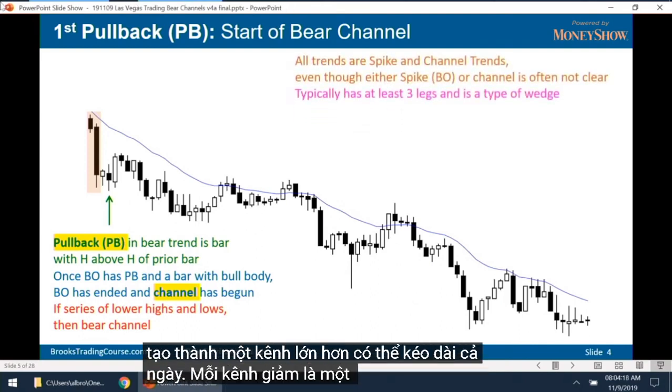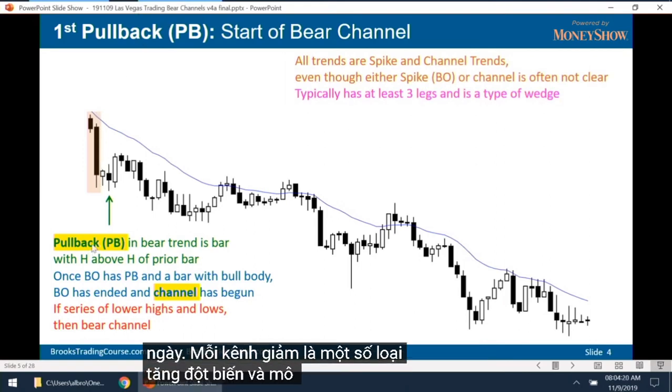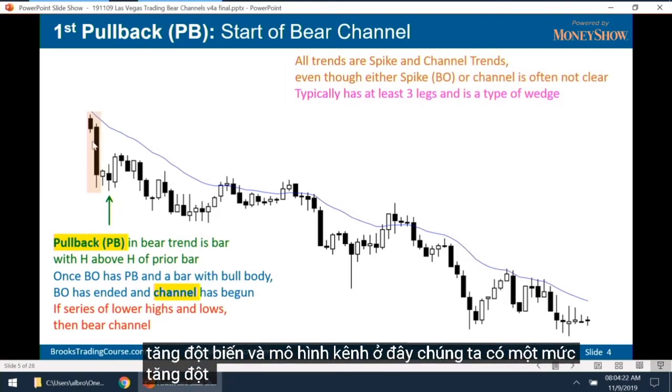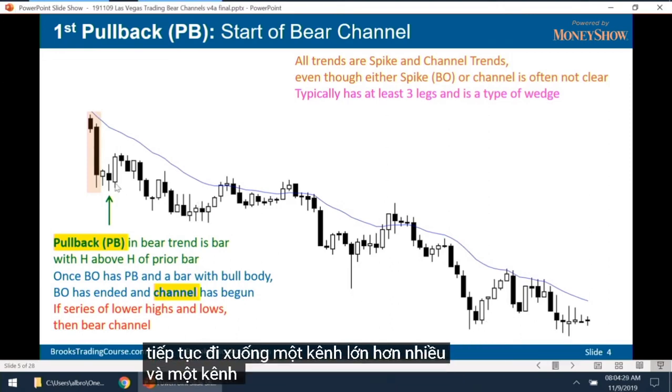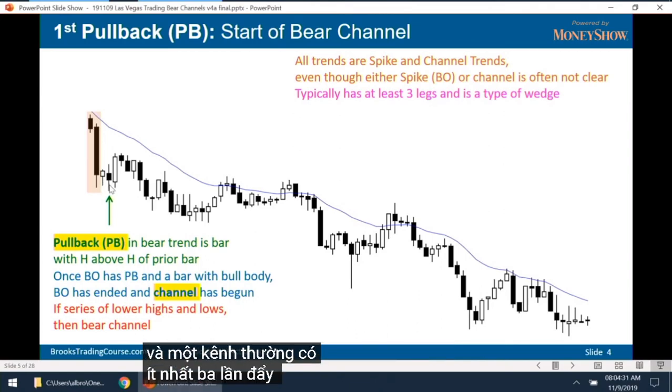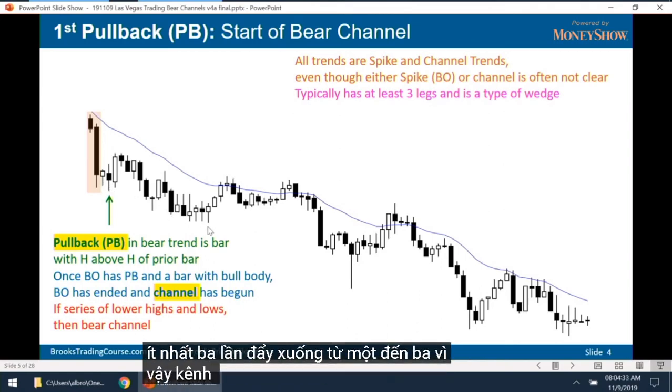Every bear channel is some type of spike and channel pattern. Here we have a spike and a wedge bottom, yet it continued down into a much bigger channel. And a channel typically has at least 3 pushes down, 1, 2, 3. So a channel and a wedge, usually I use the terms synonymously.